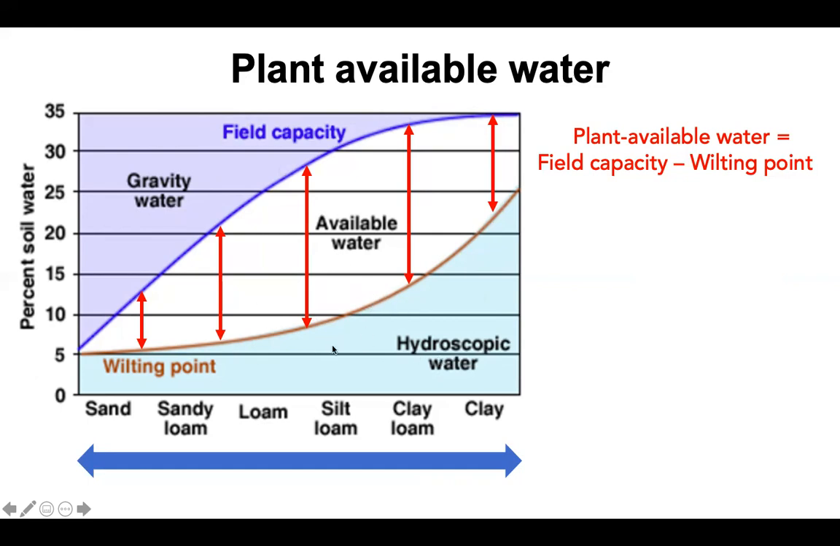Now, loams are kind of in the middle here, and we'll call them the ideal soil in terms of water availability. They're not too heavy, not too coarse, and they hold a lot of water. So you see that right here. Now, of course, why does this happen? This is the important thing to understand about water movement in soil.